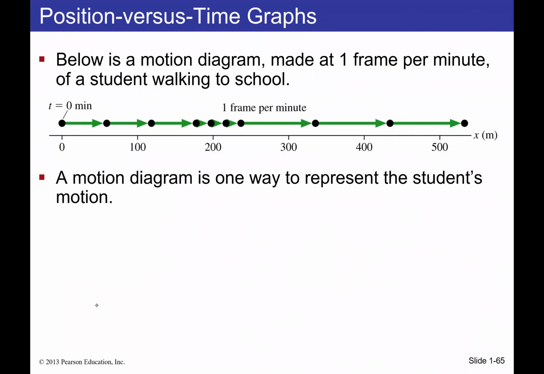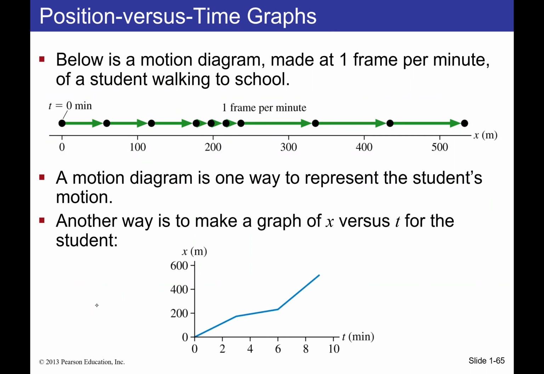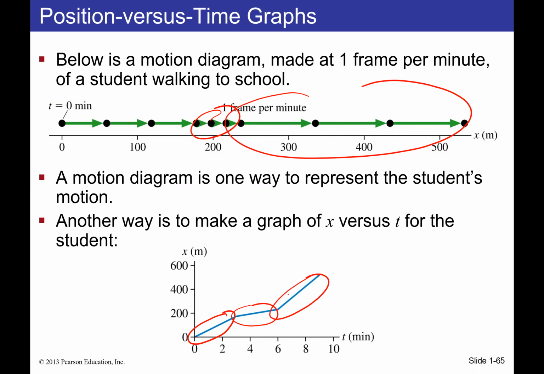Okay, so a motion diagram is one way to represent the student's motion, but another way is to make a graph of X versus T for a student. And let's say we get something like this. Now, I only showed you this particular segment, but the second segment would have been this, and the third segment would have been that. Now, one of the things you can see here is this. If you plot them and find the velocity, this will be V1, which is the velocity during the first 3-minute time interval. This is V2, this is V3.